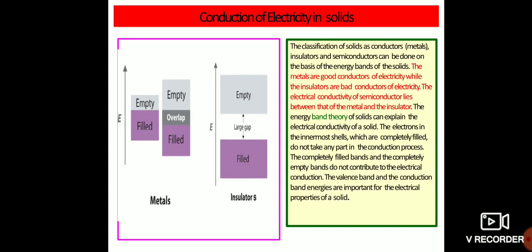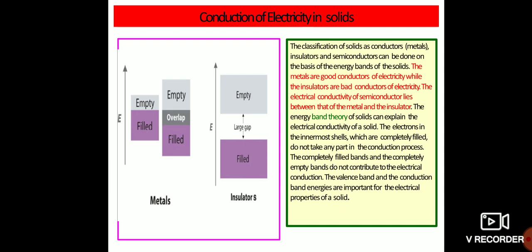Now comparing the conduction of electricity in different kinds of solids, the classification of solids as conductors, insulators and semiconductors can be done on the basis of energy bands of the solids. In case of metals, there is no gap between the conduction band and the valence band, meaning the empty band, that is the conduction band, overlaps with the valence band and electrons are present in the conduction band, so electrons can easily flow, which leads to conductivity of the metals or conductors.